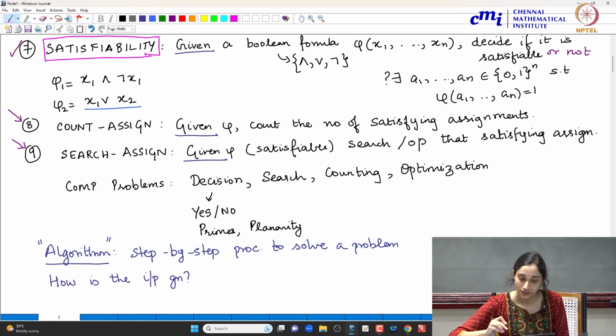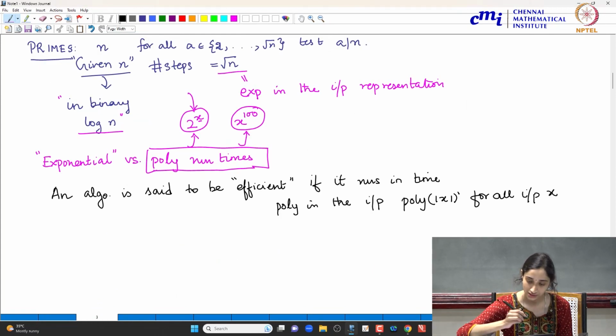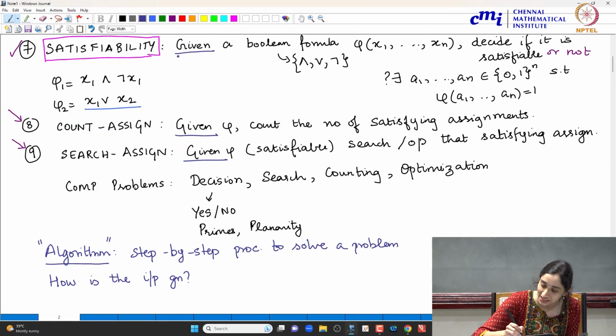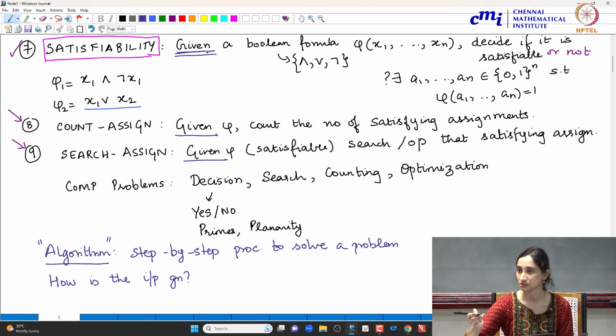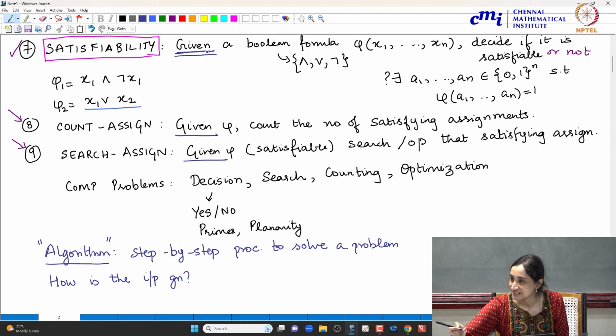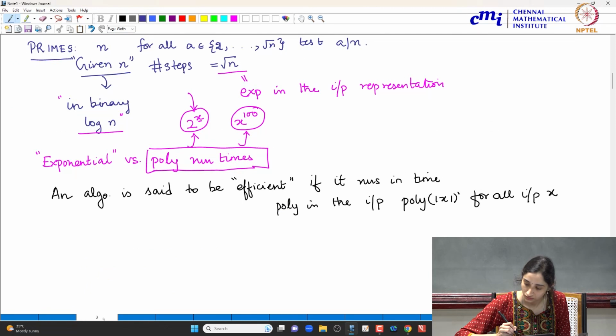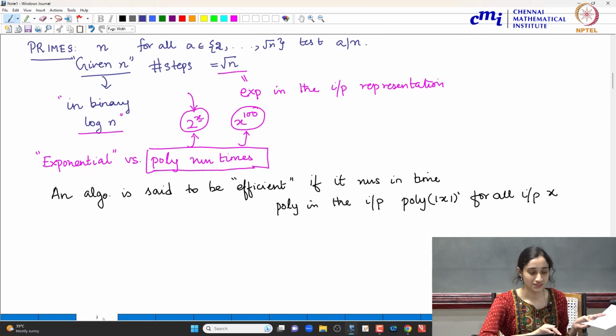Okay, so maybe I should write this here. No matter what the input is, it should run in time polynomial in that input. That's what we mean by efficient. There is another thing that you never asked me. When I said given a Boolean formula, how is the Boolean formula given to you? The standard way. What is the standard way to give a Boolean formula? The one I described earlier, in which there are expressions joined by ANDs, and each expression is joined by ORs and NOTs of each x. Okay, so we'll get to that.